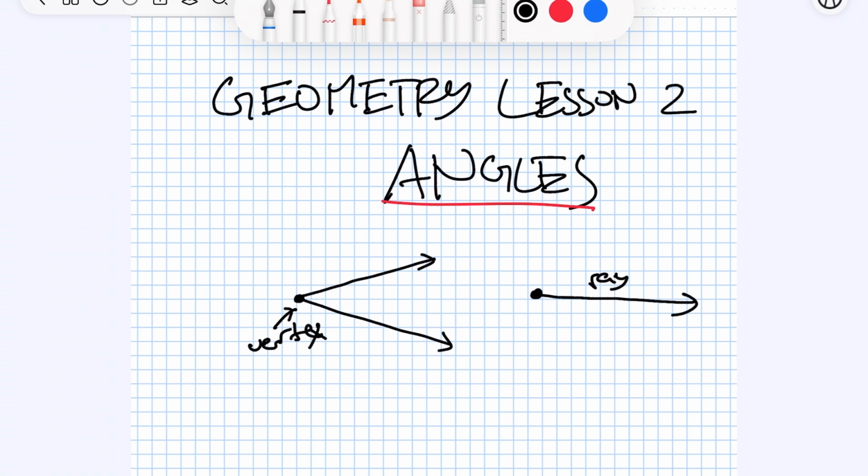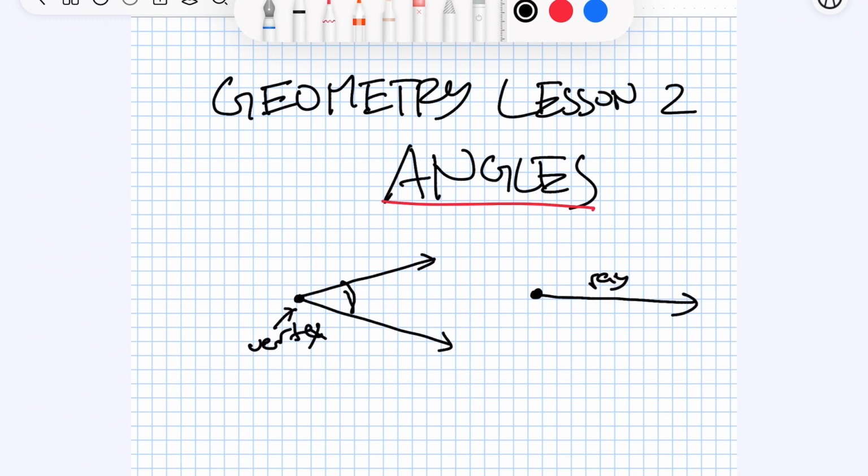So whenever you see two lines or rays meeting at a point, you're looking at an angle, which is the space in between. Angles are everywhere in life. The corner of a room, the hands of a clock, the way a door opens, all of these create angles. Geometry just gives us a precise way to describe and measure them in the real world.